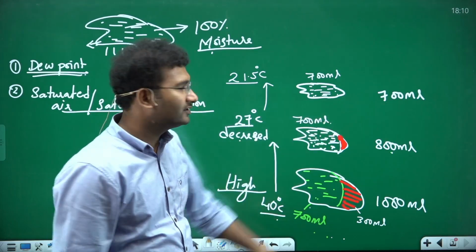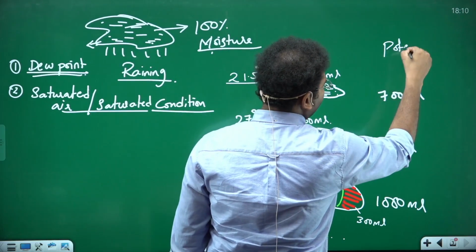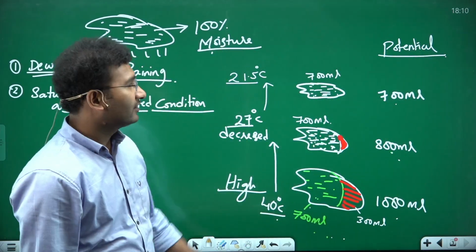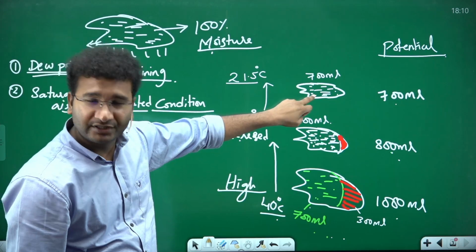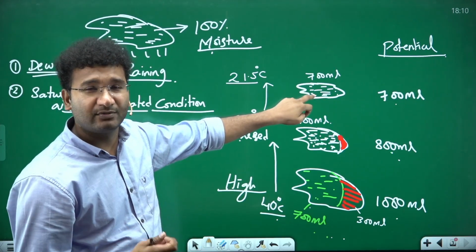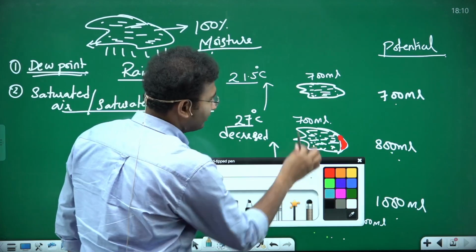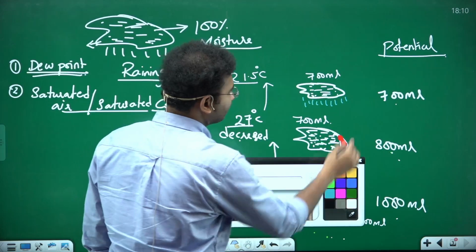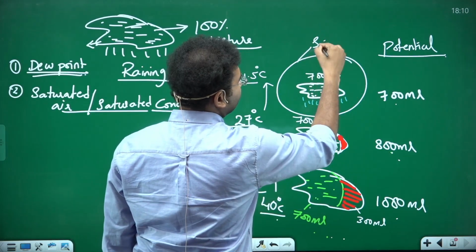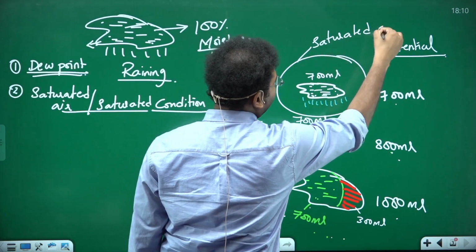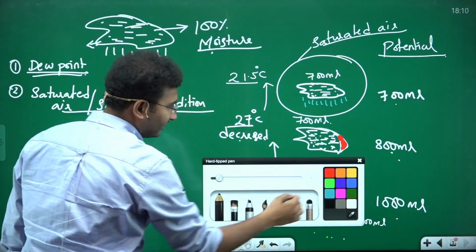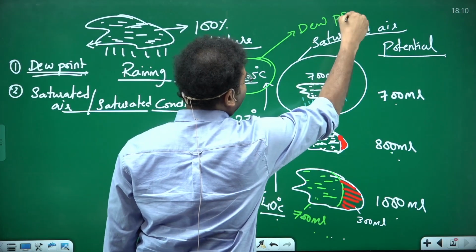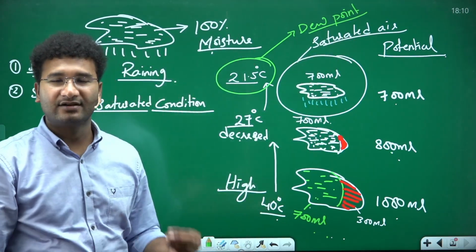If the cloud is completely filled with moisture, what is the potential of the cloud? The potential of the cloud is getting reduced. When 700 ml is the potential of the cloud and 700 ml of moisture is retained by the cloud, this is the time when you are going to see the rainfall, right? This entire condition is called saturated air. And the temperature at which the saturation took place is called the dew point.